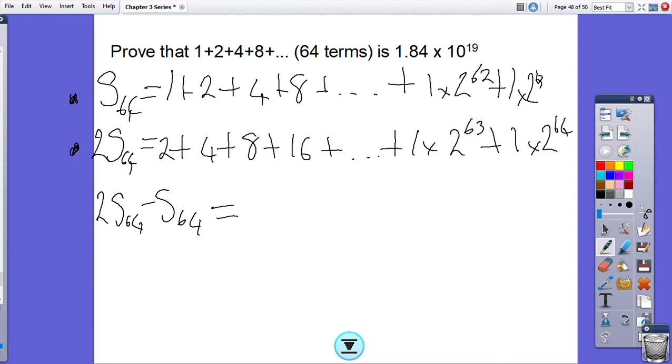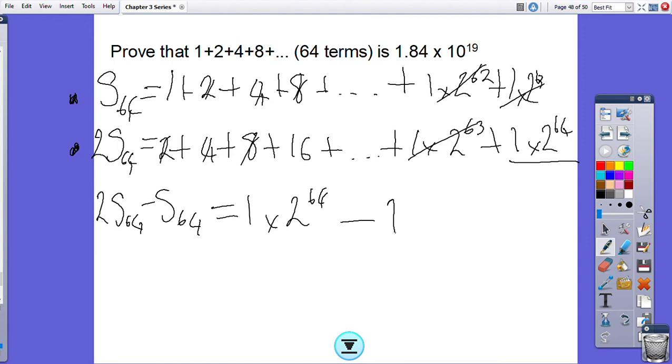Now, when I take the one away from the other, the 2's here will cancel. The 4's cancel. 8's cancel. And we keep on going. The 1 times 2 to the 63 cancels, and that would have cancelled with something before. So we'd have been left with the 1 times 2 to the 64, and we'll be taking away that 1.